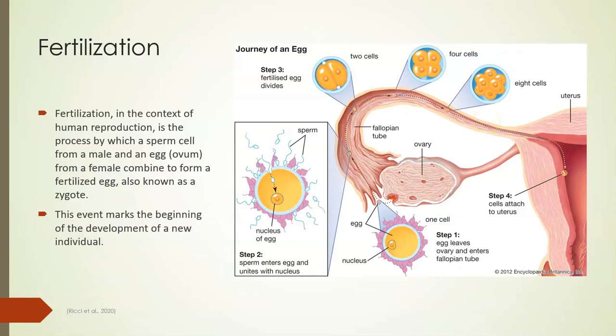The next word is fertilization. Fertilization in the context of human reproduction, and I say human reproduction because you have fertilization as it relates to agriculture, all right? Fertilization as it relates to human reproduction is a process by which a sperm cell from a male and an egg, or ovum, from a female combine to form a fertilized egg, also known as a zygote.